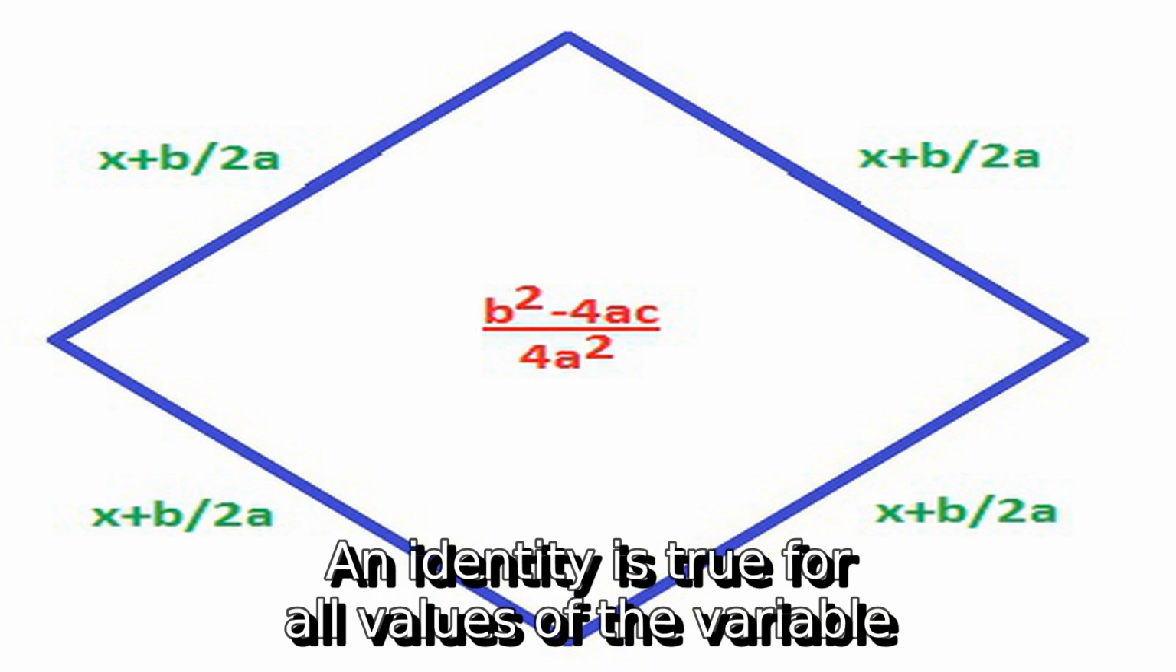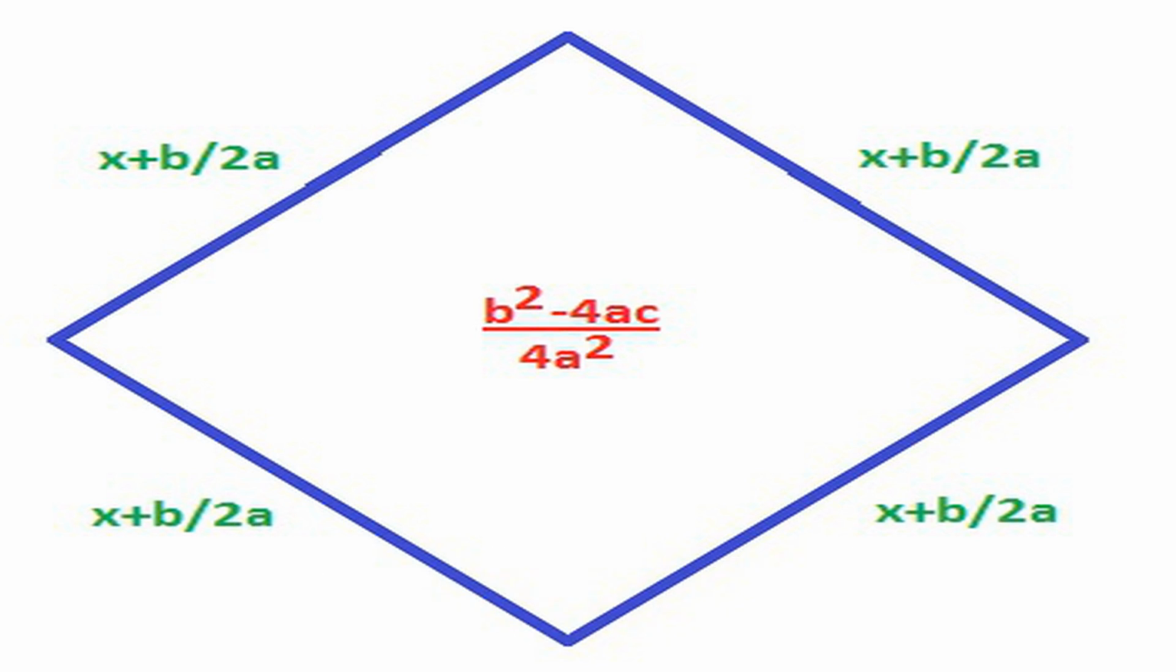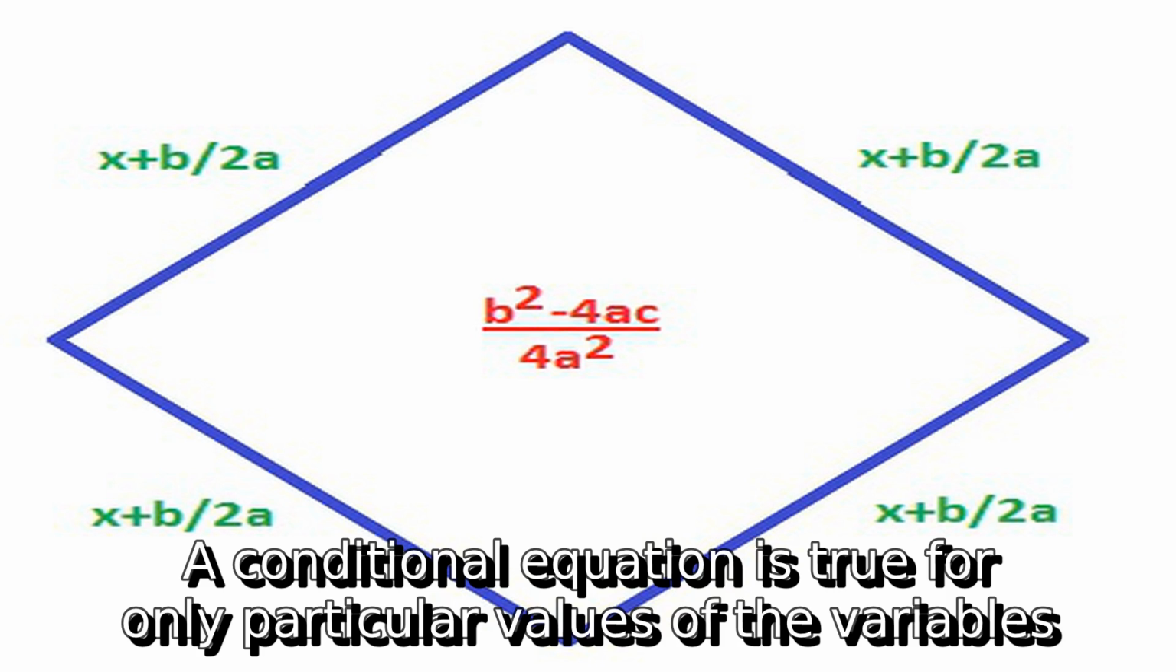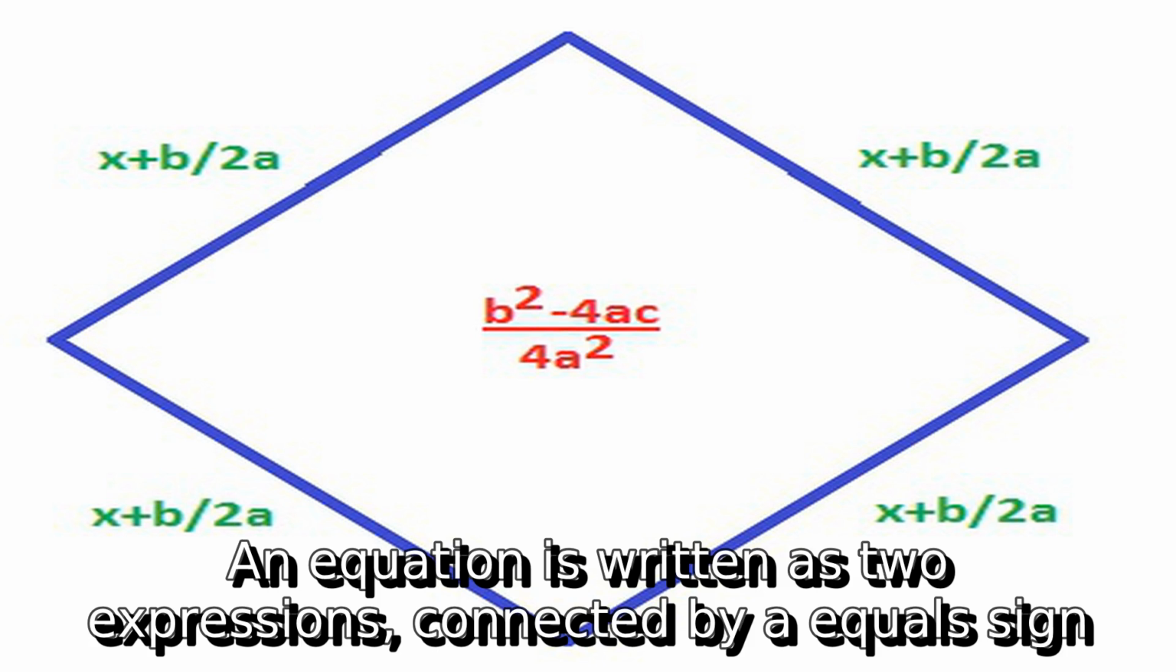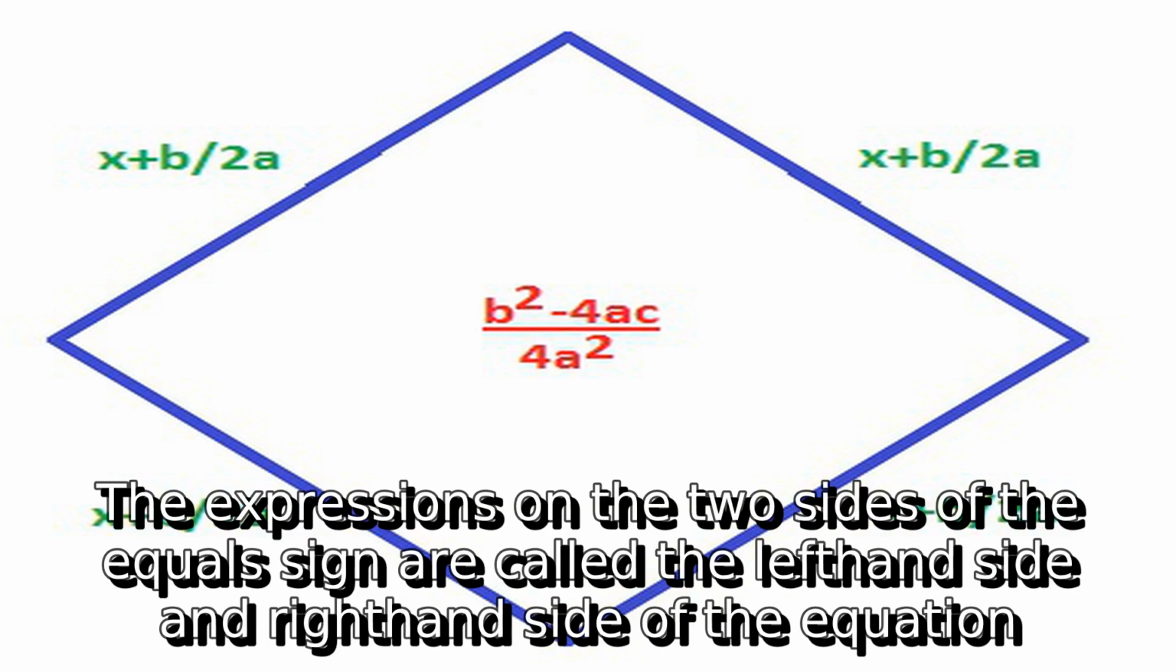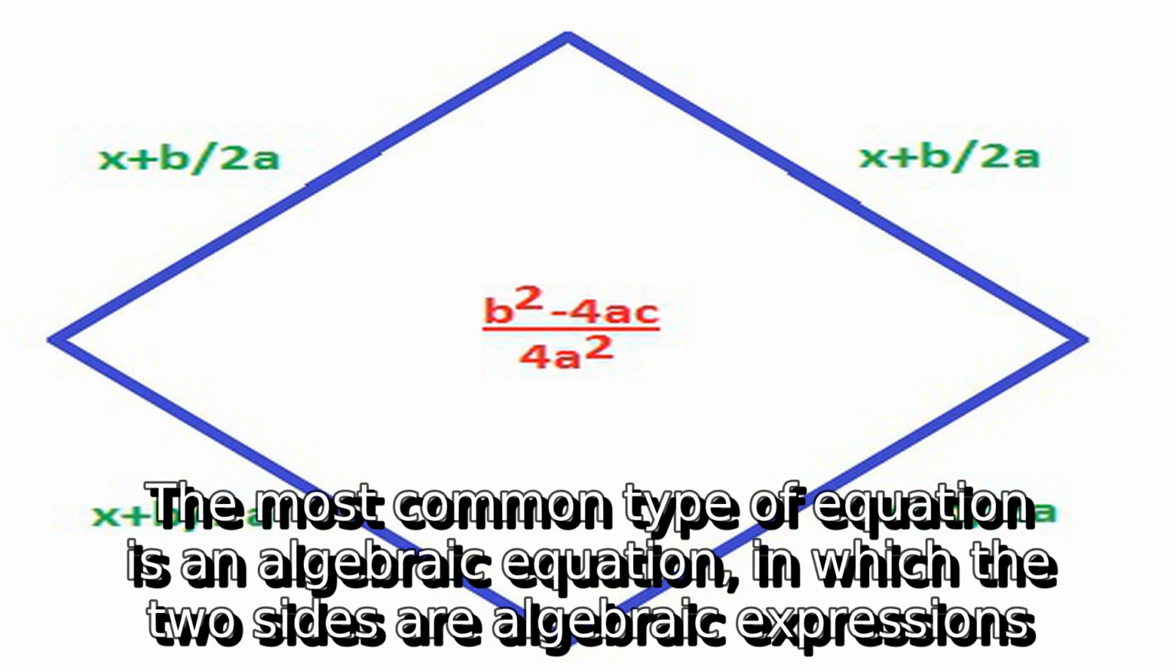An identity is true for all values of the variable. A conditional equation is true for only particular values of the variables. An equation is written as two expressions, connected by an equal sign. The expressions on the two sides of the equal sign are called the left-hand side and right-hand side of the equation. The most common type of equation is an algebraic equation, in which the two sides are algebraic expressions.